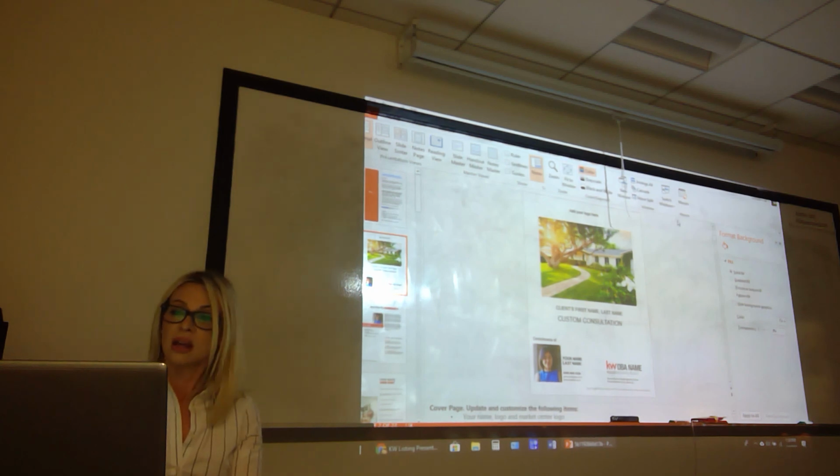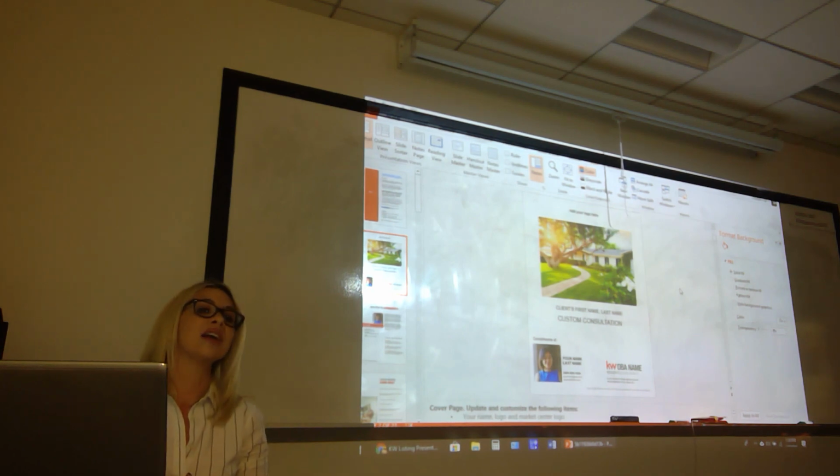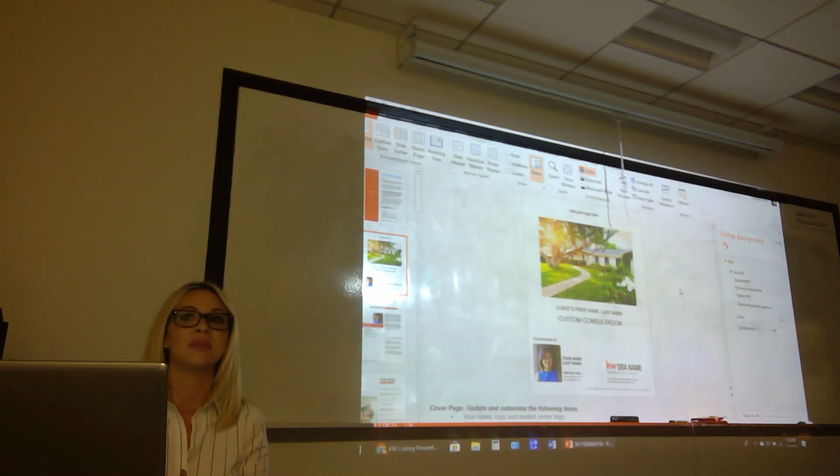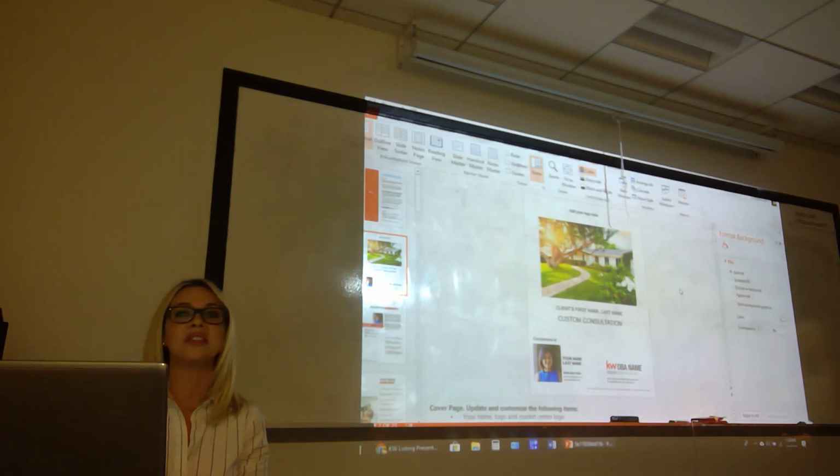All right, so this would be an example of a first page of your listing presentation. And I would highly recommend binding it in something hardcover, something that can't get spilled on, something that can't get torn easily. And we have some materials here in the office that you can use for that. I think there are some things that you can order.